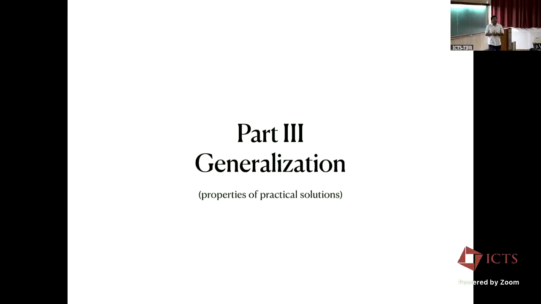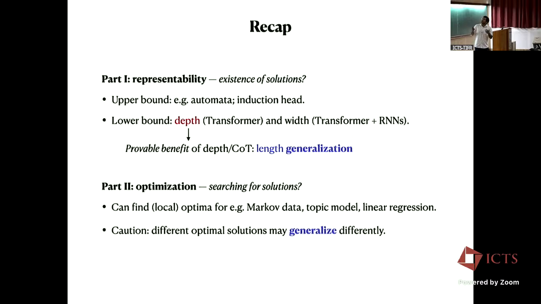Okay, coming to the final part, generalization, where we want to understand what properties are exhibited by the solutions learned. So here is a quick recap of both parts. In the first part yesterday, I talked about the representation results, like how various bounds we could use. And in particular, we saw provable benefits of using either depth or chain of thought. So here we want to understand the questions that we didn't address before, like how length generalization benefits from either of these. And in part 2, we saw how gradient-based methods can reach certain local or global optima.